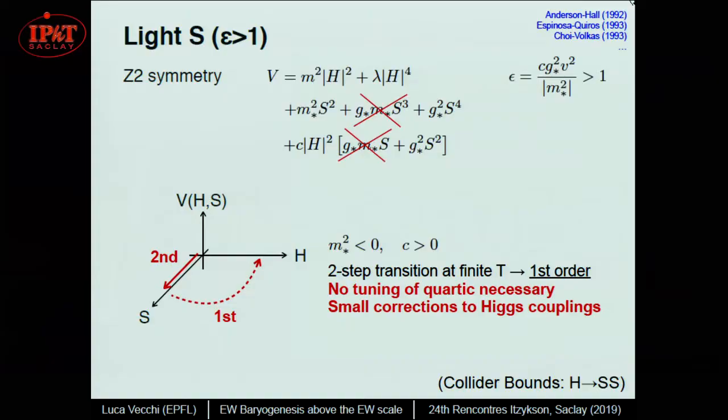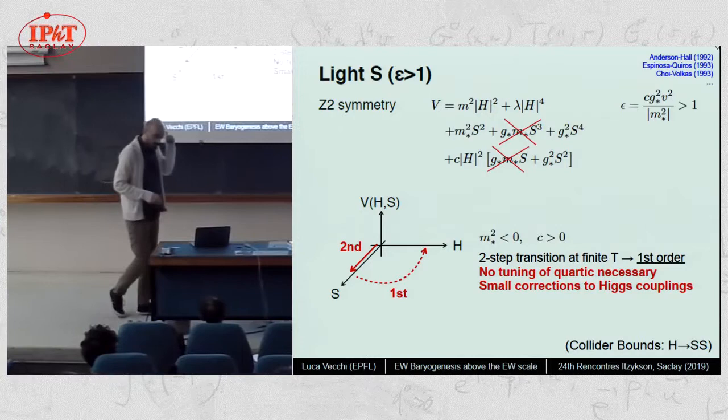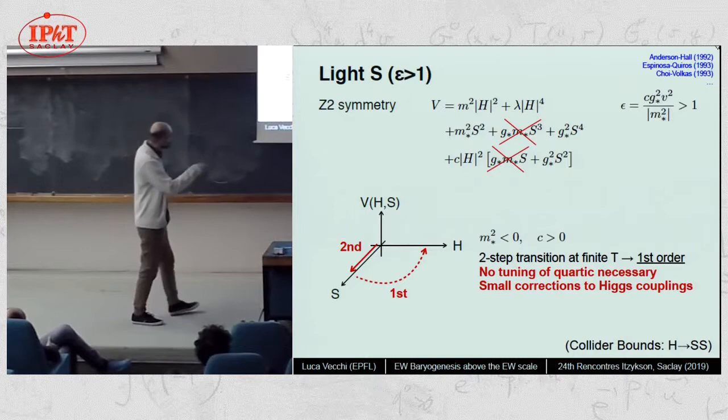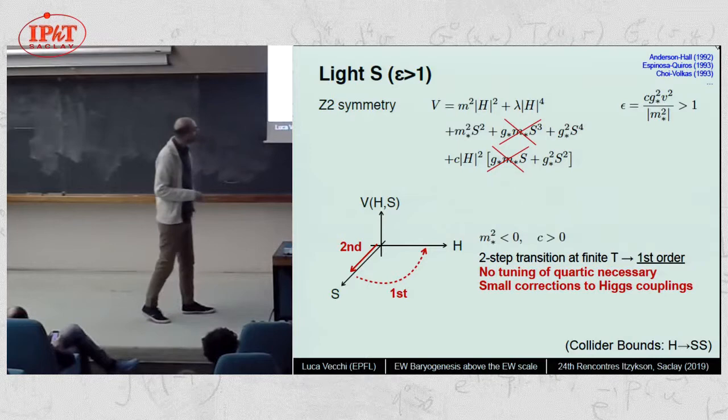So there's another regime. Take the same model, but consider another regime. Now I'm considering a Z2 symmetry for simplicity, otherwise there are too many parameters. In this regime the parameter epsilon that I defined before is larger than 1. Now the effective field theory is no longer valid, and so S is a dynamical variable that I have to consider. Now the potential is effectively two-dimensional, and people have shown, and this is very easy to see, that if the tree-level mass here is negative and this coefficient is positive, so the quartic coupling between the Higgs and S is positive, you have a barrier.